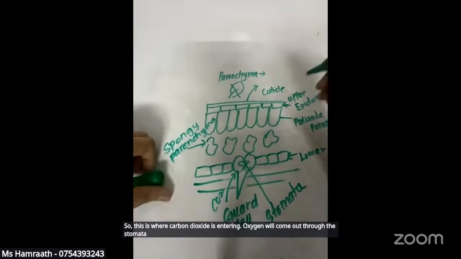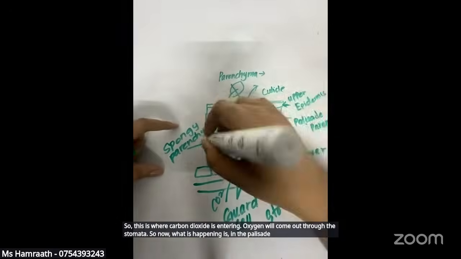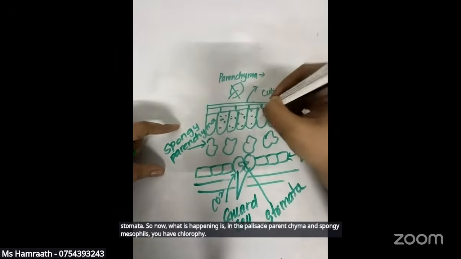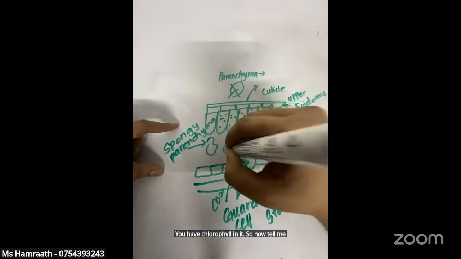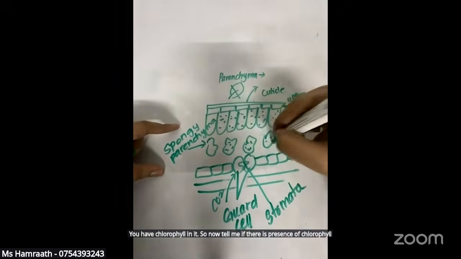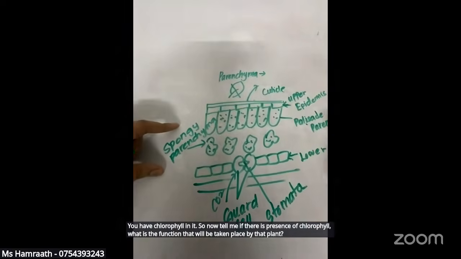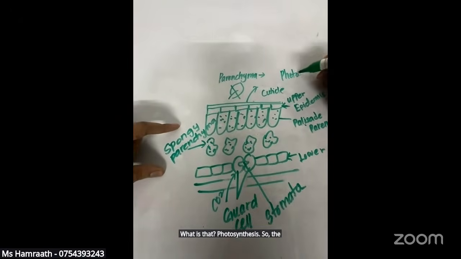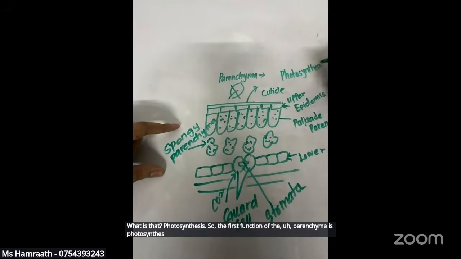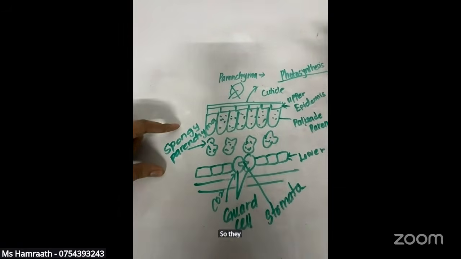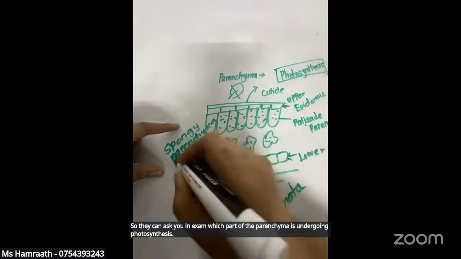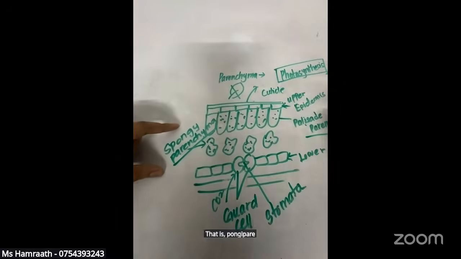Now in the palisade parenchyma and spongy mesophyll, you have chlorophyll. So now tell me, if there is presence of chlorophyll, what is the function that will take place in that plant? Photosynthesis. So the first function of the parenchyma is photosynthesis. They can ask you in the exam which part of the parenchyma is undergoing photosynthesis. That is spongy parenchyma and palisade parenchyma.